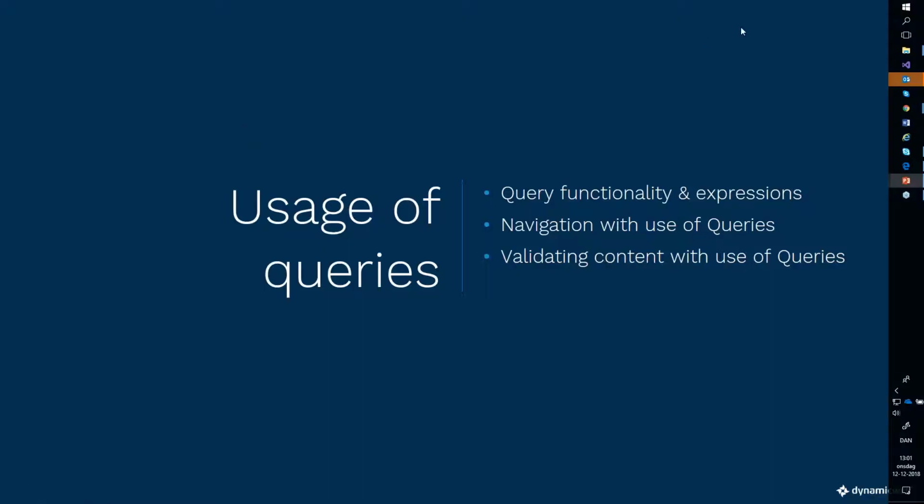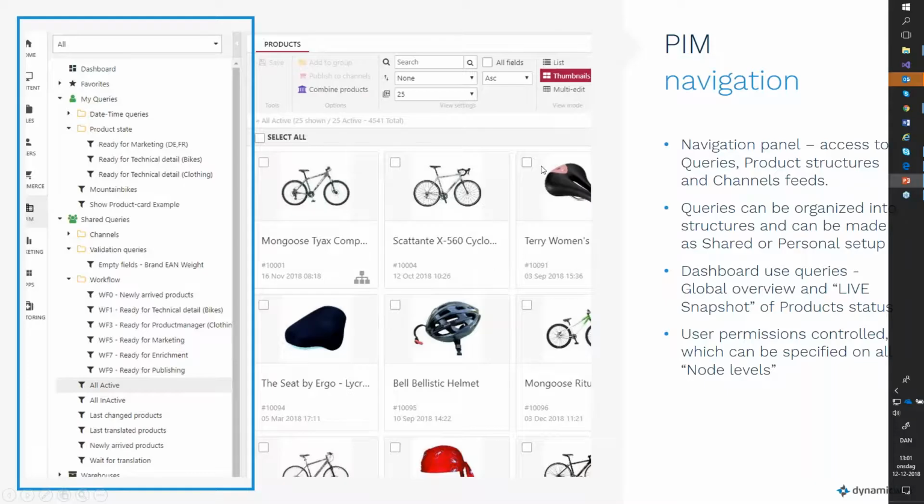Uses of queries. Now, some of you know about the query setup in Dynamicweb, but the queries are a part of the navigation part of the Dynamicweb PIM. Typically, when you click on your PIM module, you get on the left-hand side the navigation panel. In that panel, you have access to the query areas, the product structures, channels and channel feeds, and so on. So all navigation around products in your PIM solution is placed in this left panel.